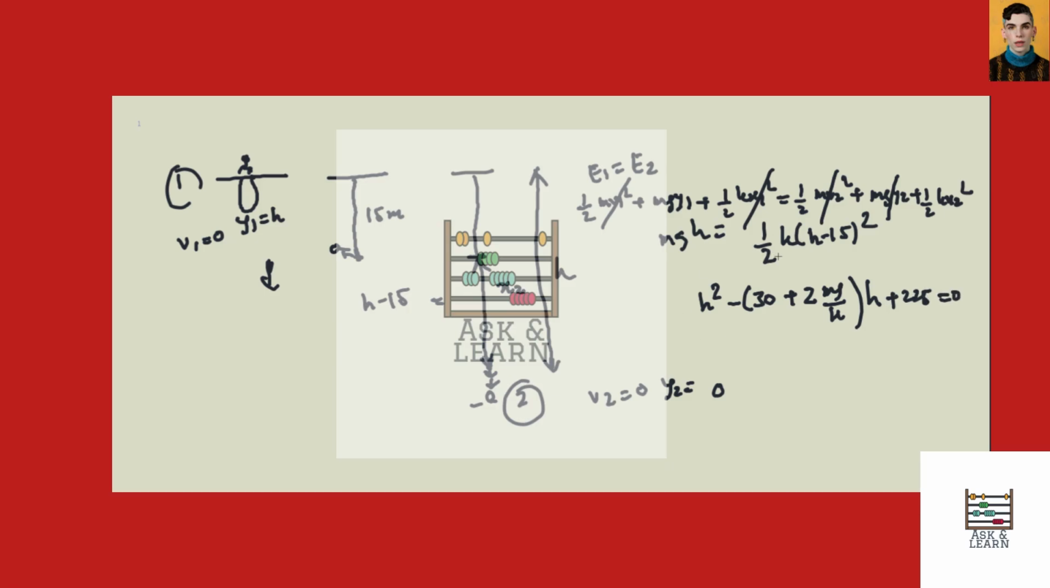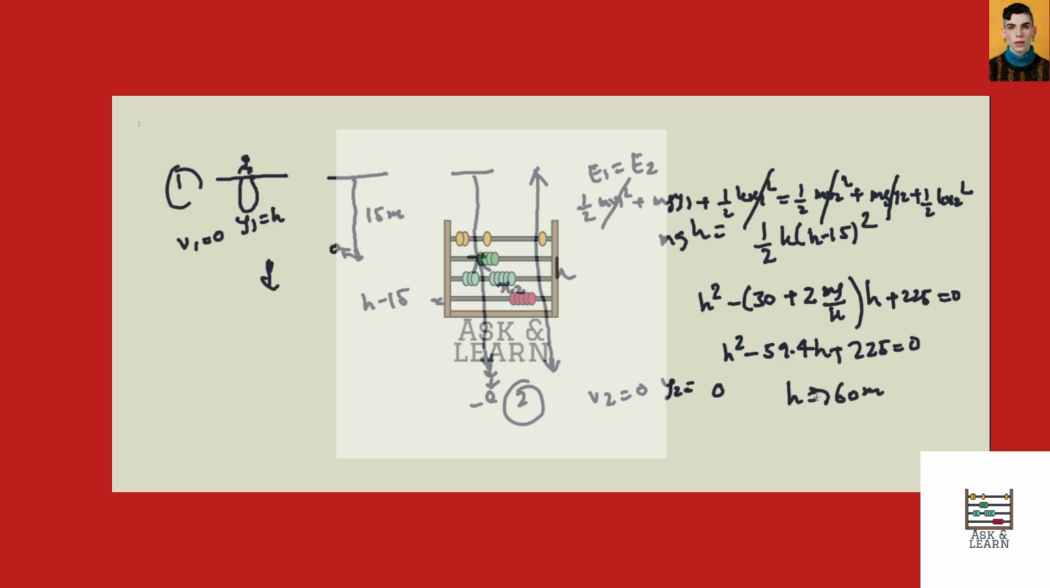And you can convert this to a quadratic equation, and substituting the mass in this, we'll get h squared minus 59.4 h plus 225 equals 0. So the mass is given as 75 kilograms. Solving this quadratic equation, you will get h as equal to 60 meters.